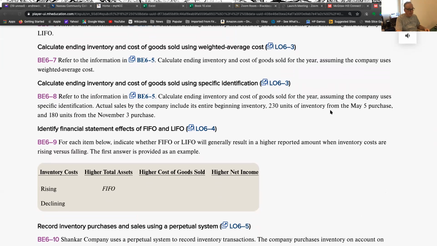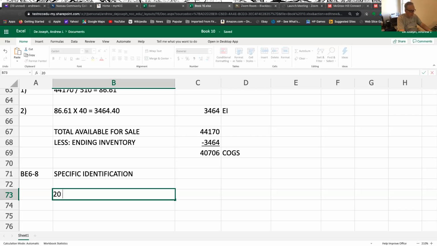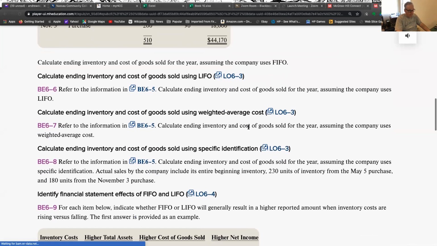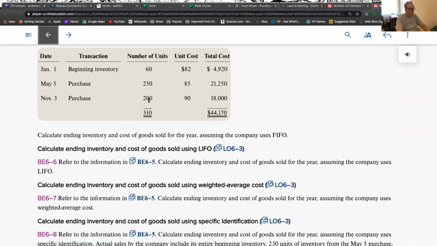230 units from the May 5th purchase. May 5th purchase. They had 250, they sold 230. What do they have left? 20. 20 times 85. Should we write that down? 20 times 85, 1,700. What else? They sold 180 from the November 3rd purchase. They had 200, they sold 180. What do they have left? 20. 20 times 90.